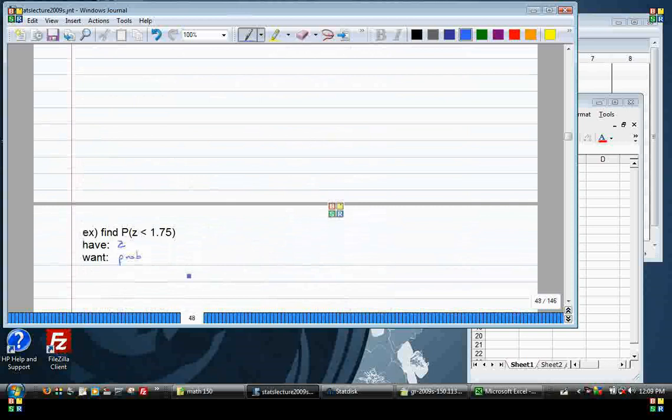So we draw the picture. And what do we mark off? 0 is in the middle for z. And what else do we mark off? 1.75. And what else do we mark off? Shade to the what? Yes, why is it the left? Less than.